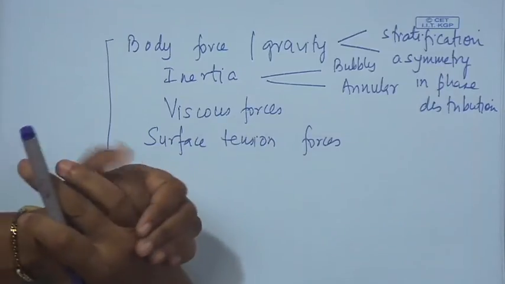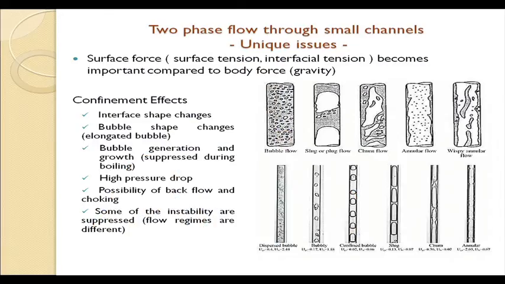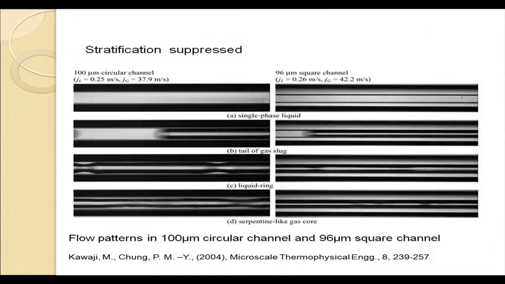The first thing which is very evident to you is that gravity forces get suppressed. When gravity forces get suppressed, the effects of gravity tend to become less, or in other words, there will be lesser and lesser tendency of stratification, or stratification is suppressed, we say. This will be evident from the flow patterns which have been observed by the researchers Kawaji and Chung in 100 micrometer and 96 micrometer square and circular channels.